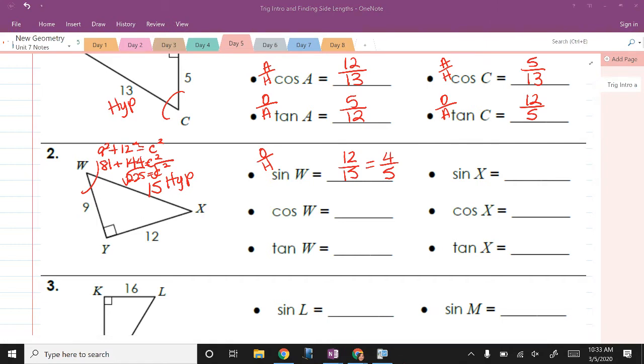So what is cosine for W? It's adjacent over hypotenuse, which is 9 over 15. You okay with where we got 9 and 15? What does that reduce to?